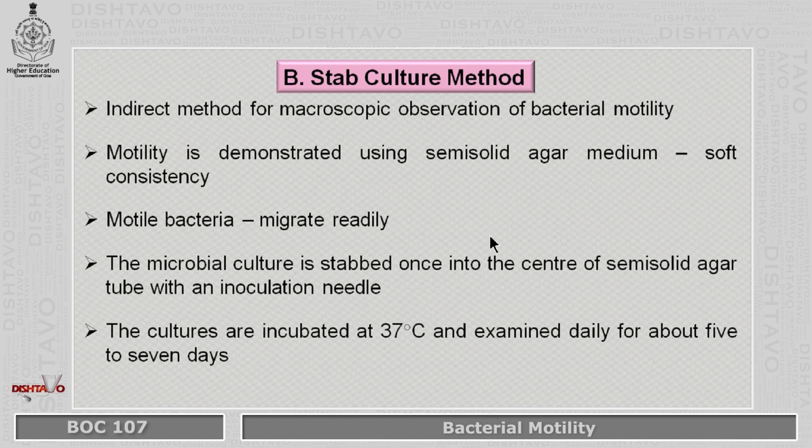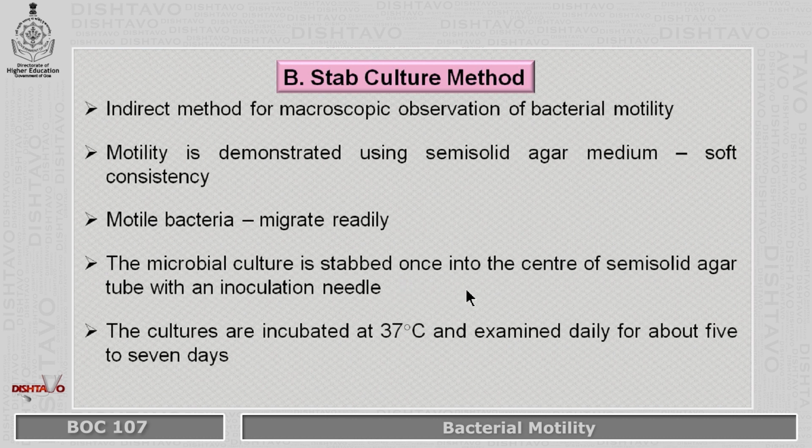The next method is the stab culture method. Now this is the indirect method for the macroscopic observation of bacterial motility. Now in this method, motility is demonstrated using a semi-solid agar medium. Now this semi-solid agar medium has a soft consistency. So this will allow the motile bacteria to migrate readily in the medium.